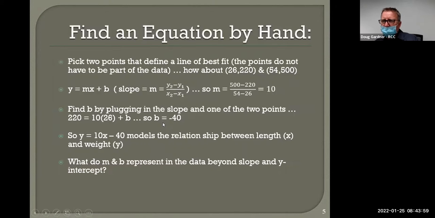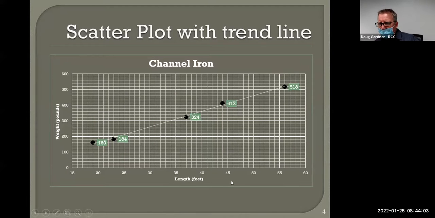What was the other one I picked? The other one was 54, 500. So 54 is right there. Oh yeah, I can see why that goes through that as well. So we're trying to find a line that goes through those 2 points.